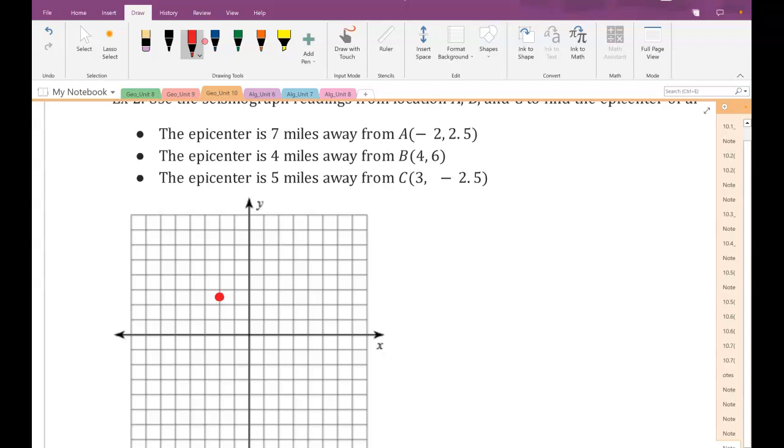1, 2, 3, 4, 5, 6, 7. Count 7 above my epicenter. 1, 2, 3, 4, 5, 6, 7. It would be somewhere up here, I'm estimating. Count 7 to the side. 1, 2, 3, 4, 5, 6, 7. Somewhere over here. And down 7. 1, 2, 3, 4, 5, 6, 7. Somewhere down there.